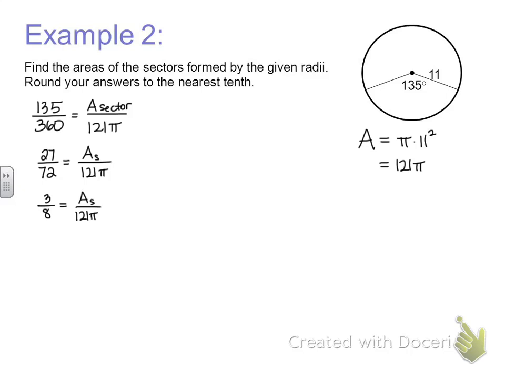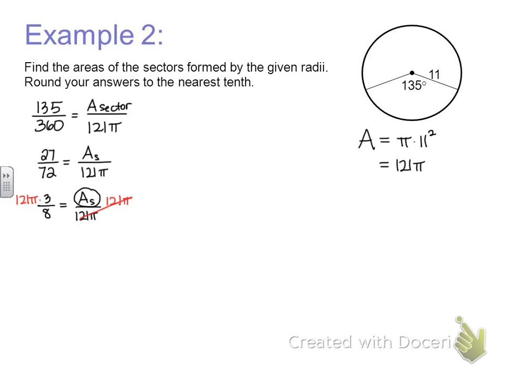Okay, how am I going to solve this? I can either cross multiply, or is there an easier way just to get A sub S by itself? Multiply by? Right. So I can just multiply by 121 pi to cancel it off of this side onto this side, right? So what do we have left?